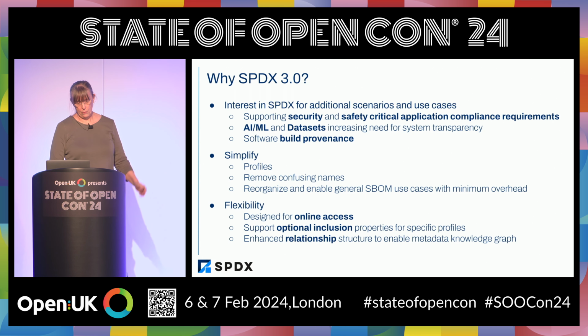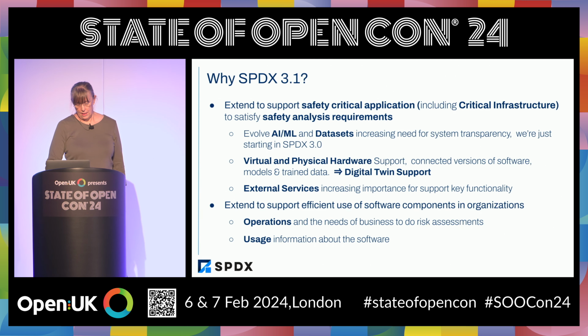So we started working towards 3.0 about 3 or 4 years ago now, and it's just about out the door now. And supporting the security and the safety critical requirements, we're starting to support AI, ML, and data sets, and then the build provenance. These were some of the key ones that we were able to encompass just within the software realm. And we tried to simplify with processes and remove confusing names and so forth. So that should be out there, and we're still working.